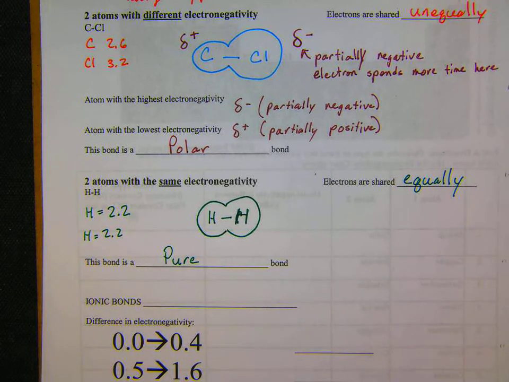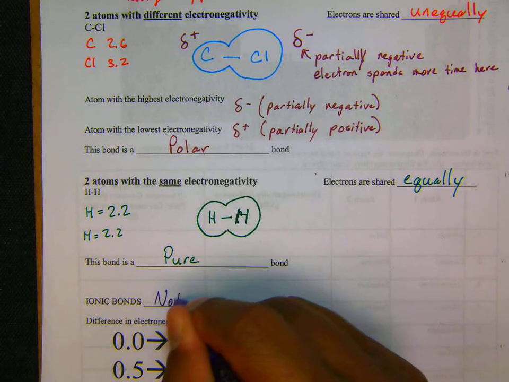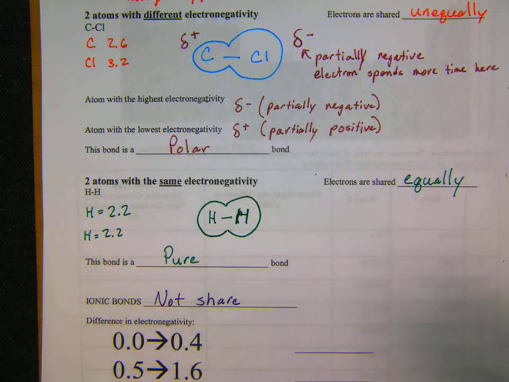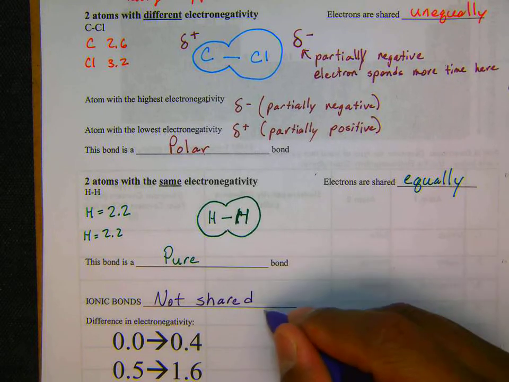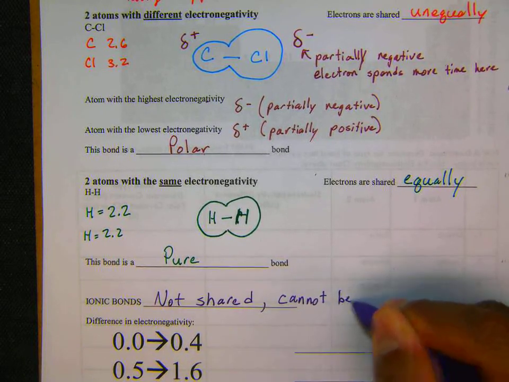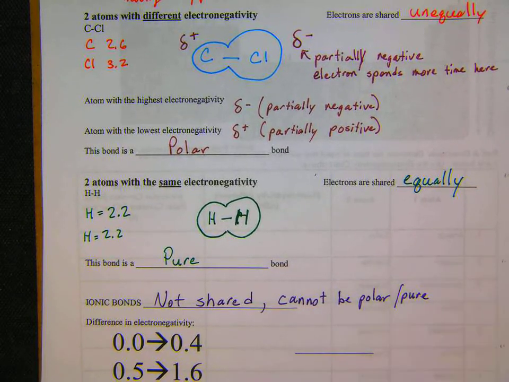All right. Now, ionic bonds. Are electrons shared in ionic bonds? No, they are not shared. So, can they be polar or pure? No. So, they cannot be polar or pure because there's no sharing done.